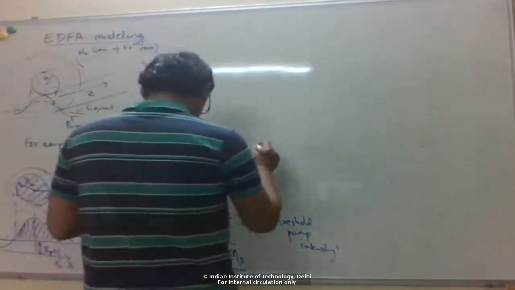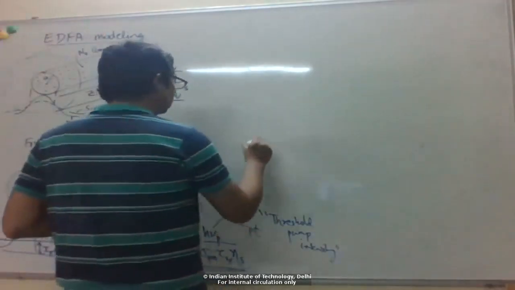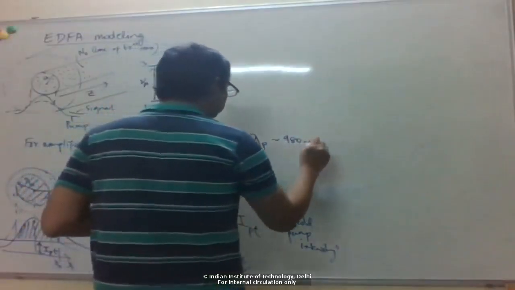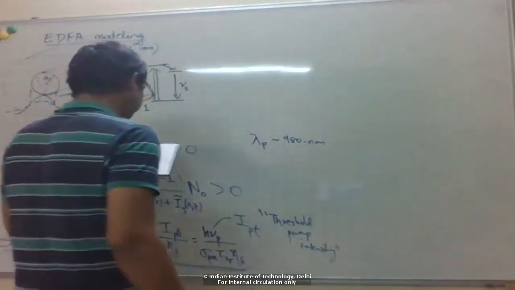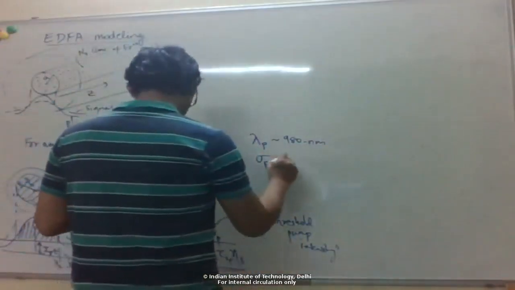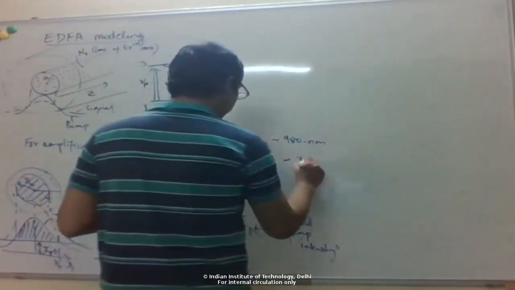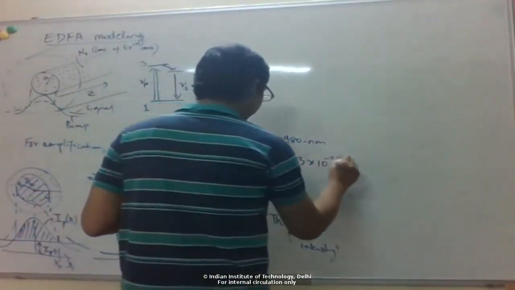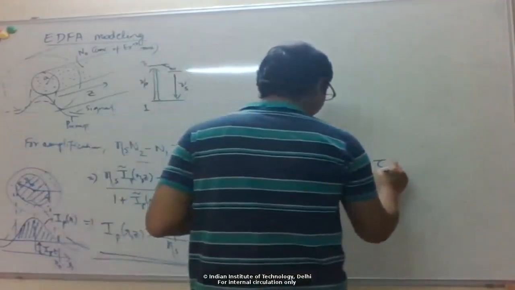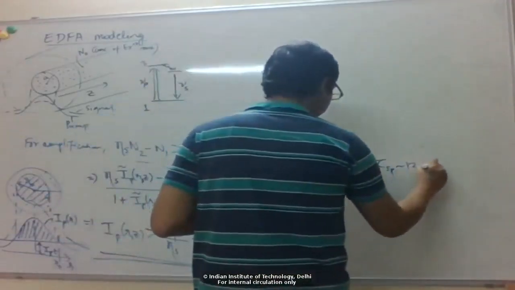Okay, so let's look at some typical numbers. For an EDFA pumped with a 980 nanometer laser, the absorption cross section is about 3 times 10 to the minus 25 meters square. Spontaneous emission lifetime is about 12 milliseconds.